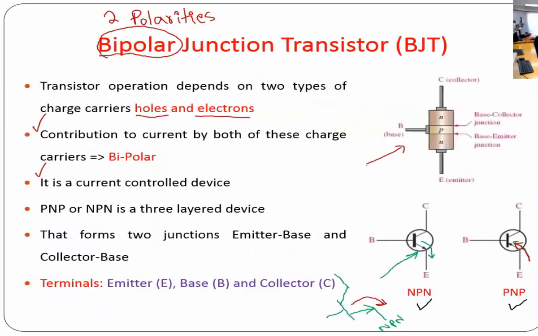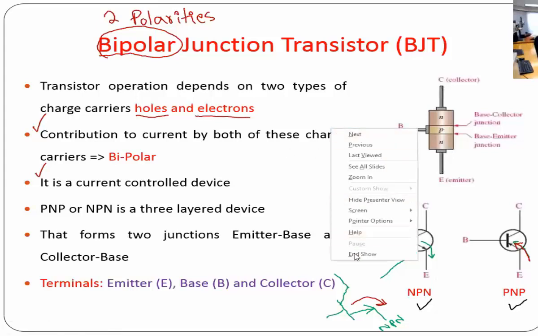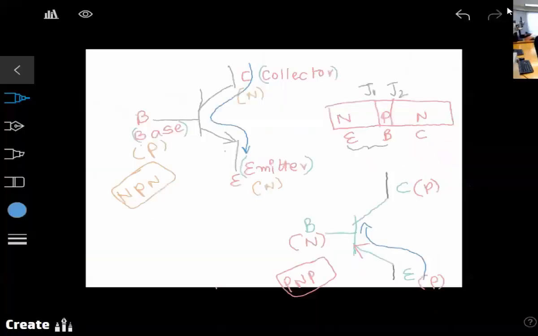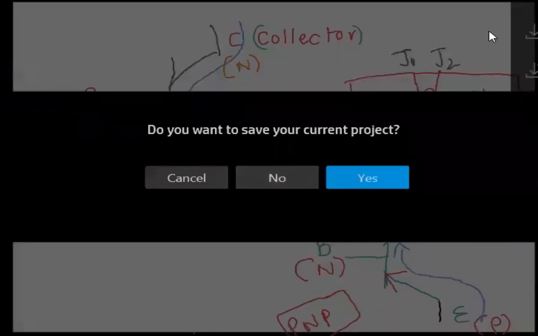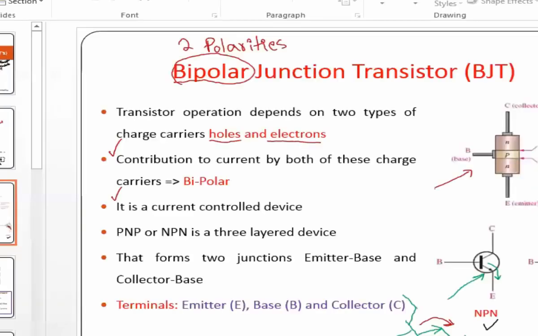So remember that the purpose of the collector is to collect the electrons. That's the only purpose. You basically need to collect these electrons. The purpose of the emitter is to emit the electrons. Emit is pushing or injecting.